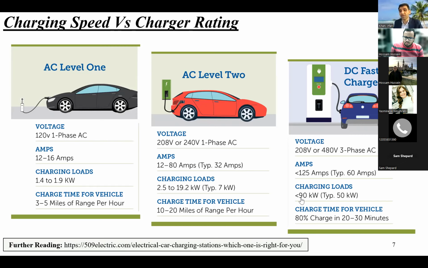This is with less than 90 kilowatt of charging load. So we have achieved a good performance with these DC fast chargers. But then, of course, these DC chargers take too much power, so they come with an impact on the grid. We will talk about those impacts.